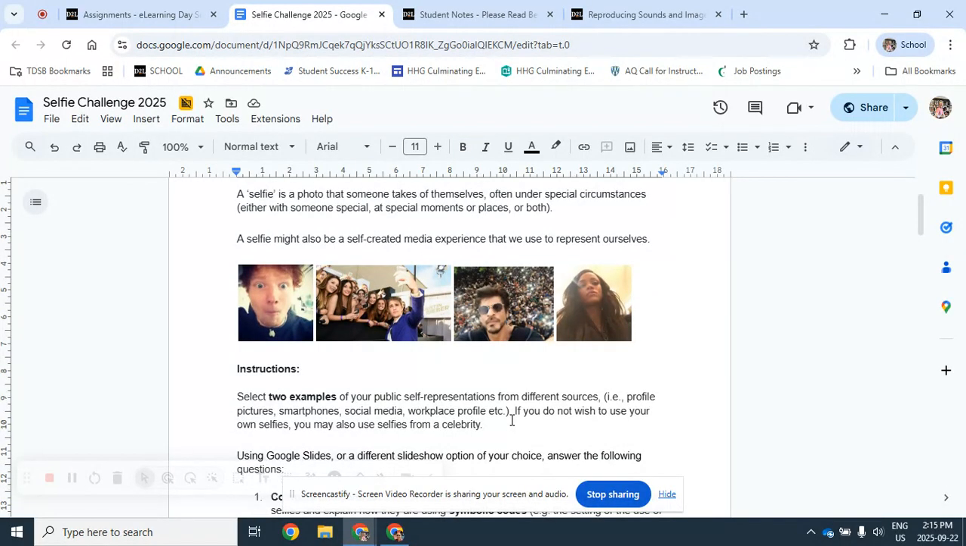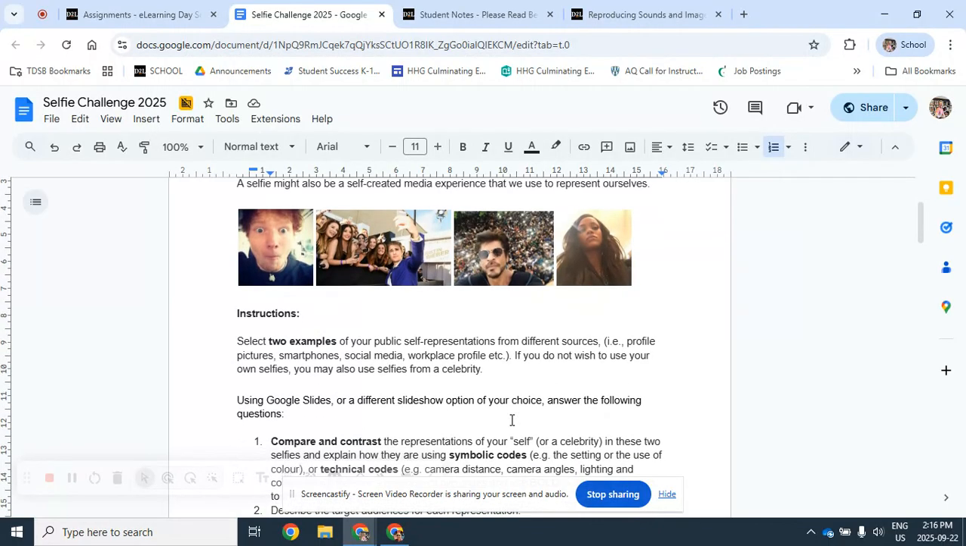You are going to select two examples of your public self-representations or selfies from different sources. So it might be a profile picture, something on your smartphone, something from social media, a workplace profile, for example. If you do not wish to use your own selfies, that's okay. You can include two different selfies from a celebrity that you can find online.